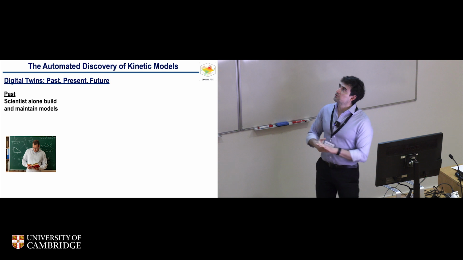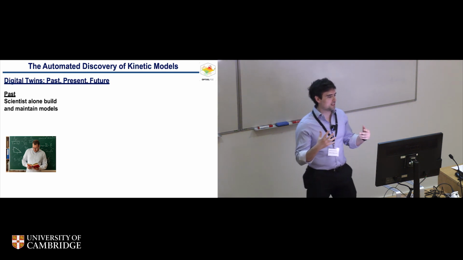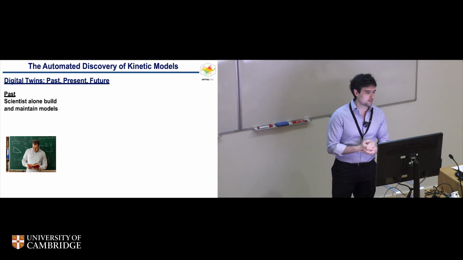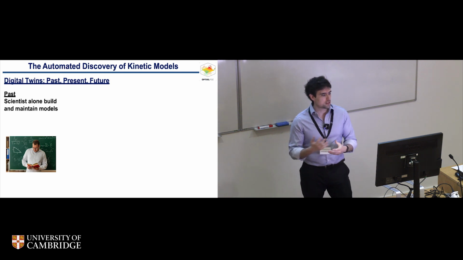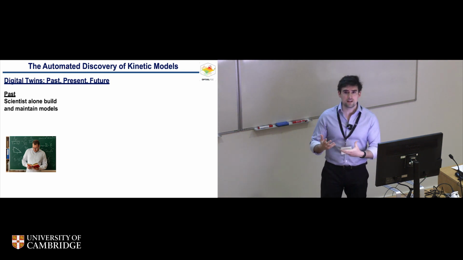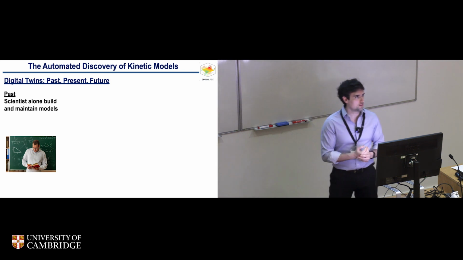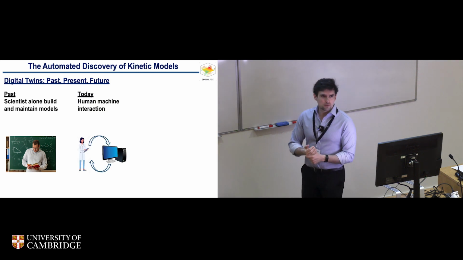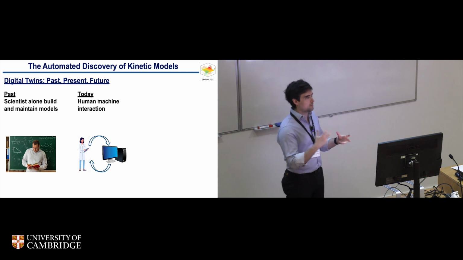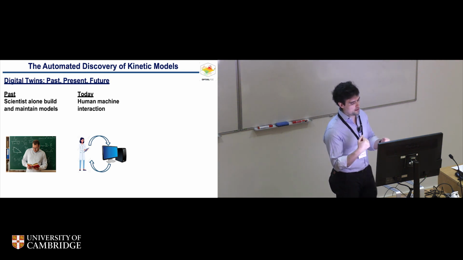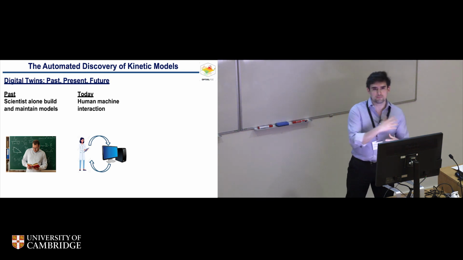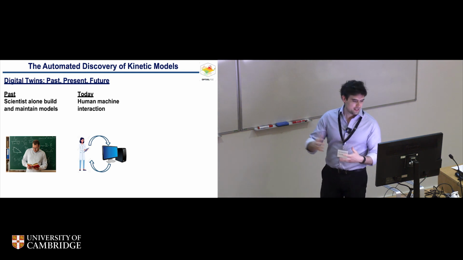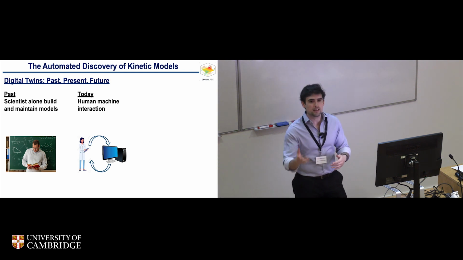Digital twinning is the fancy name, but basically, how do we build models? In the past, it was scientists alone building and maintaining the models. That's how we used to do it. Today it's a bit of human-machine interaction, where a human writes some idea of the models, then passes it to a computer, you do some parameter estimation, you try to assess it in several ways, and go back.